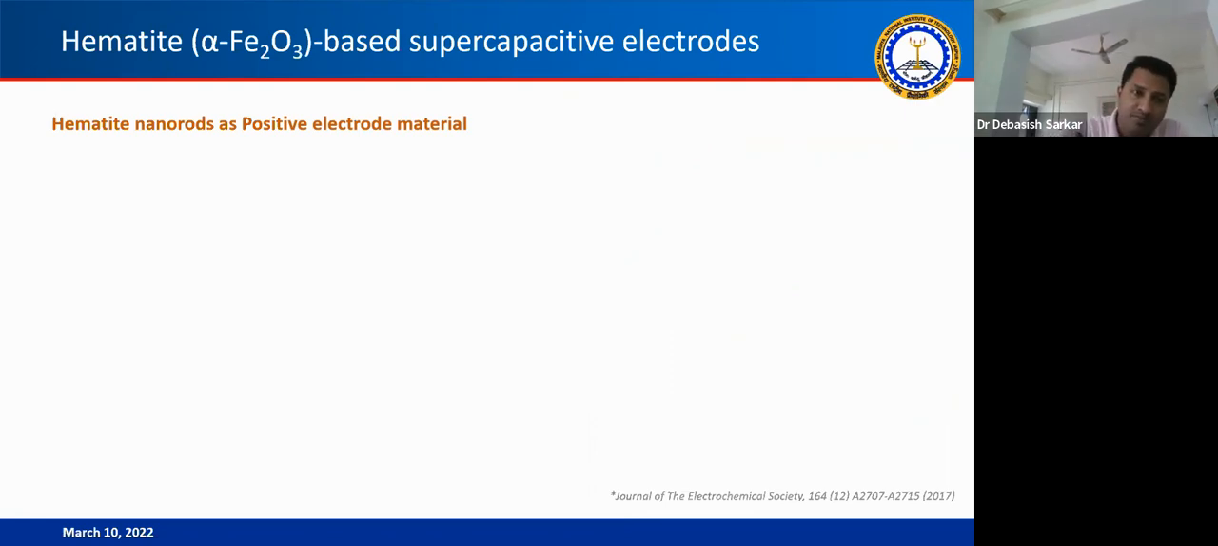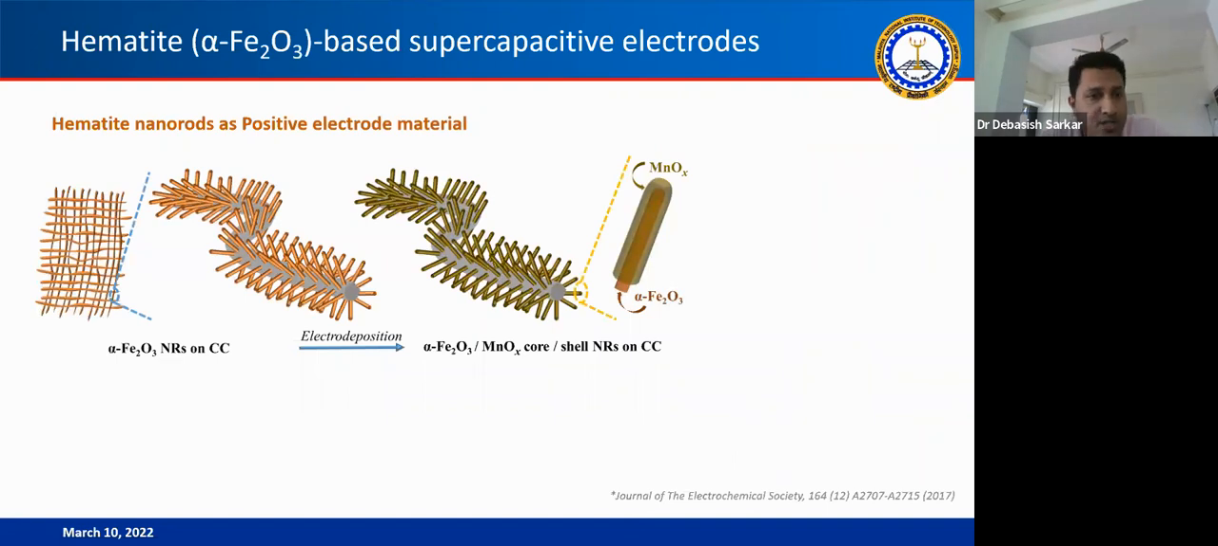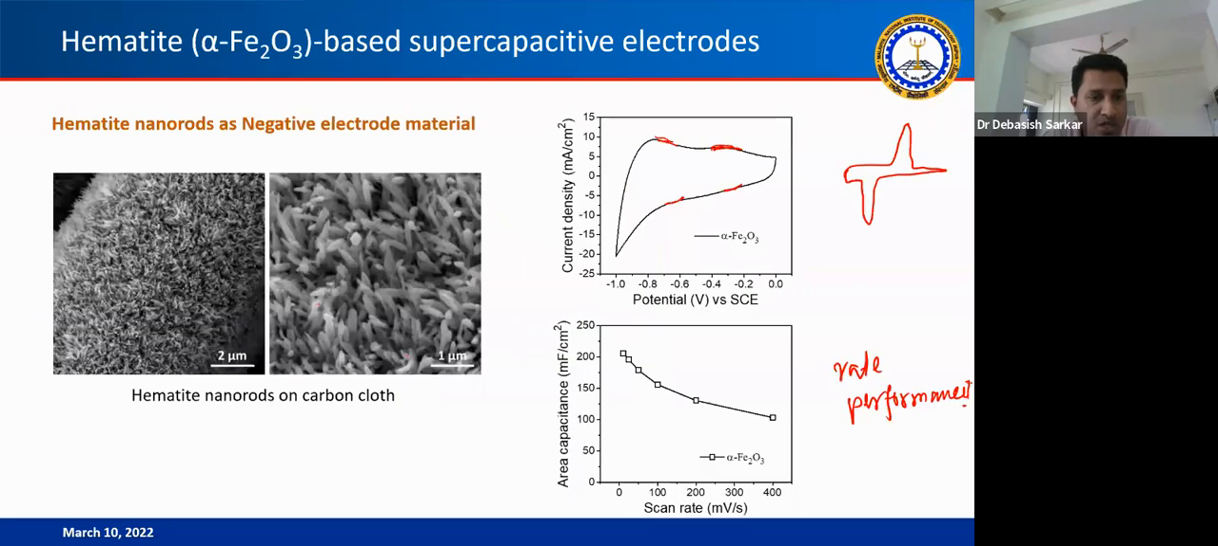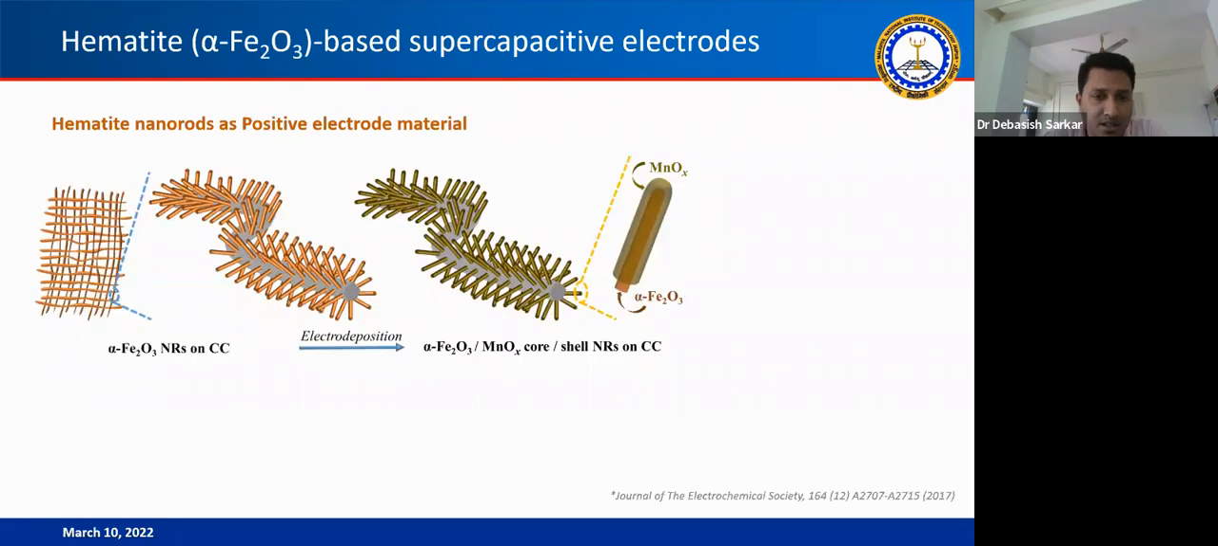How? Let's see. We use hematite nanorod as positive electrode material, not the electroactive material, a part of the electrode material. So what we did, we took the same iron oxide nanorod, deposited on carbon cloth substrate, and this is a single fabric of the carbon cloth. This is a schematic diagram. And what we did, we coated these iron oxide nanorods with manganese oxide.